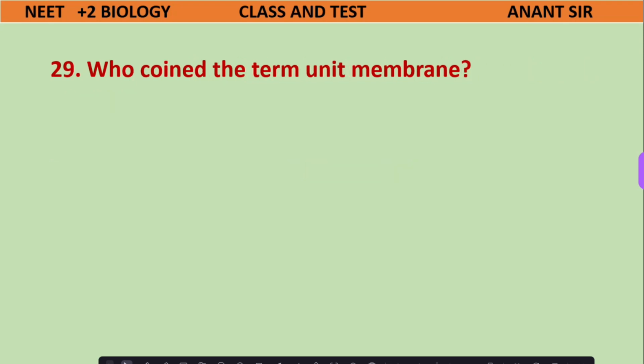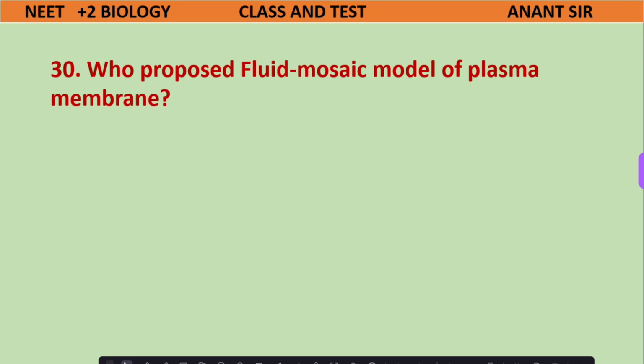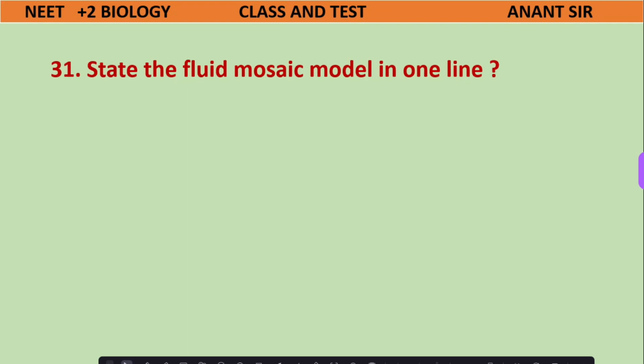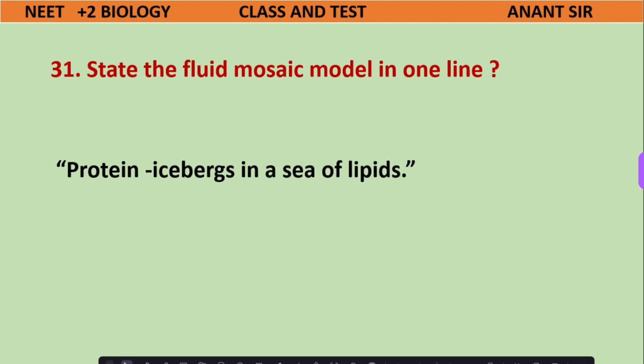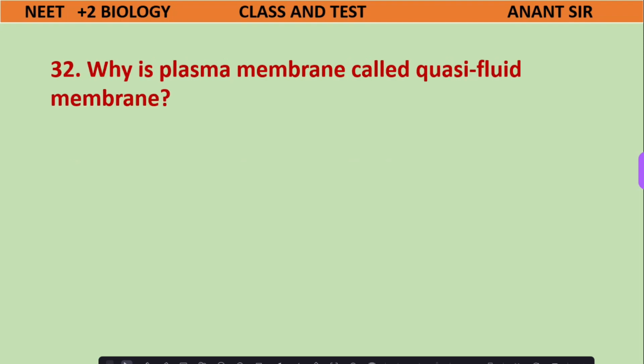Who coined the term unit membrane? J. David Robertson coined the term unit membrane. Who proposed the fluid-mosaic model of plasma membrane? Singer and Nicholson in 1972 proposed the fluid-mosaic model of plasma membrane. State the fluid-mosaic model in one line. Protein icebergs in a sea of lipids.